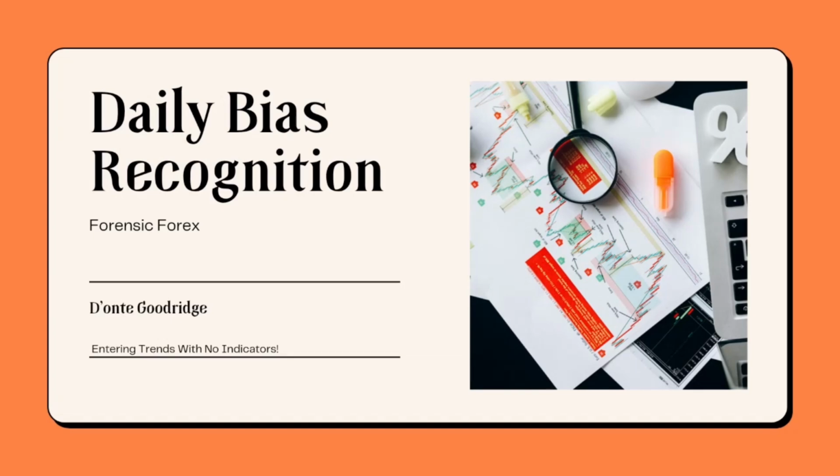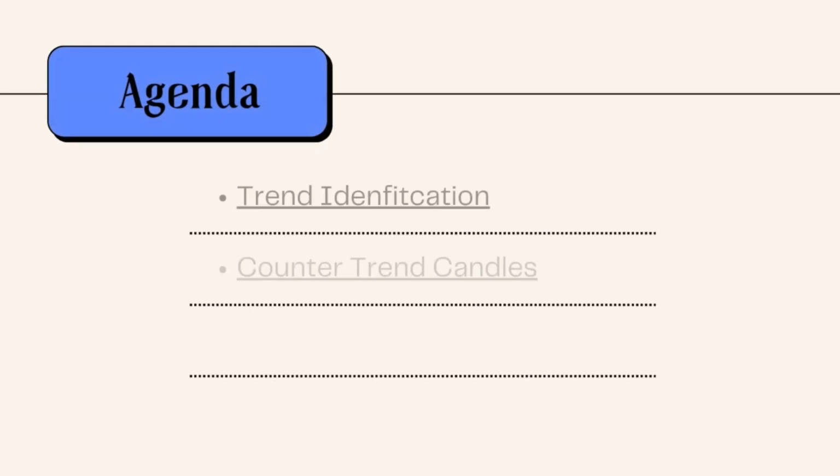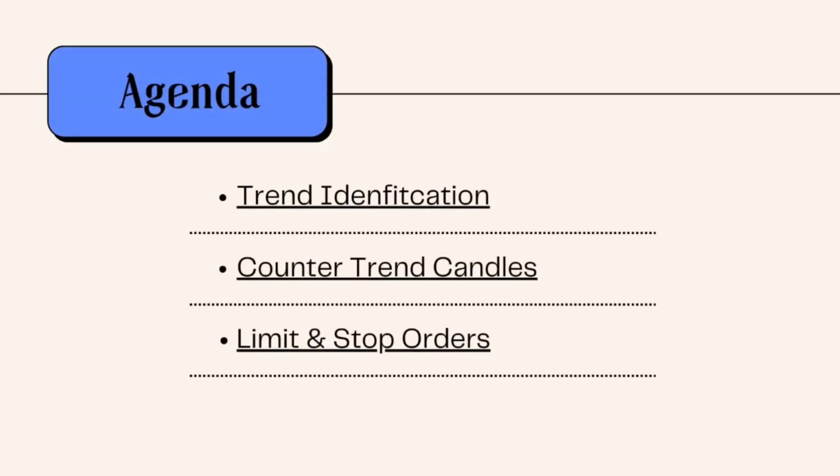This is part 2 to a 3-part series on daily bias recognition. In this video, we'll be talking about entering trends with no indicators. Follow along. Today's agenda will be as follows: trend identification, counter trend candles, limit and stop orders.